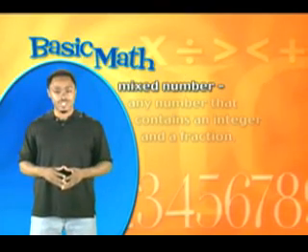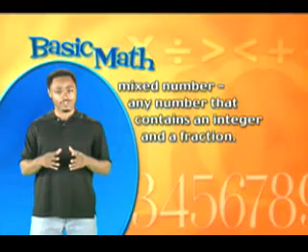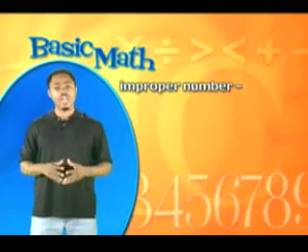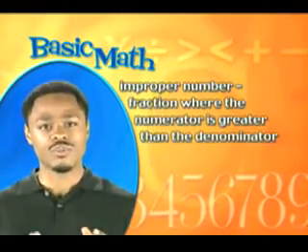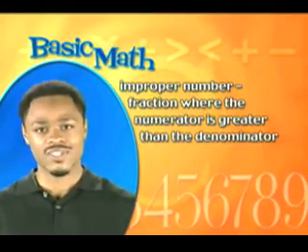A mixed number is any number that contains an integer and a fraction, like 1 3/4. An improper number is where the numerator is greater than the denominator, like 10/6.